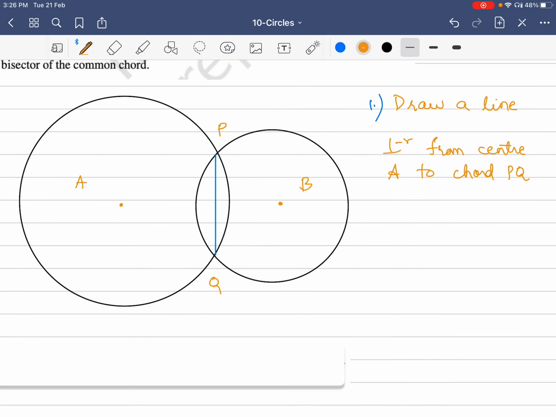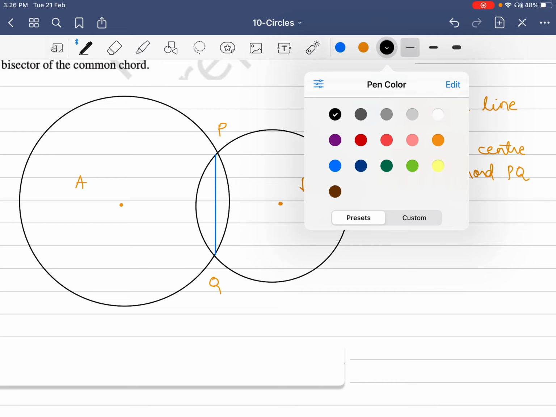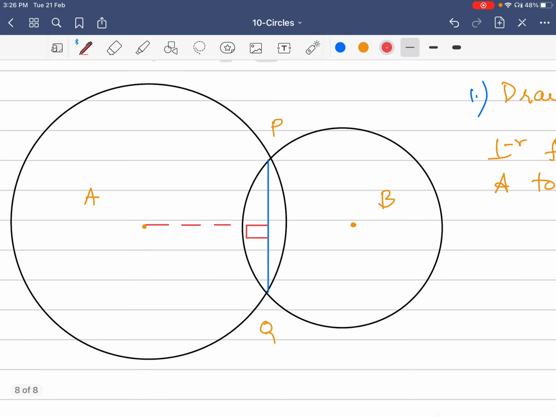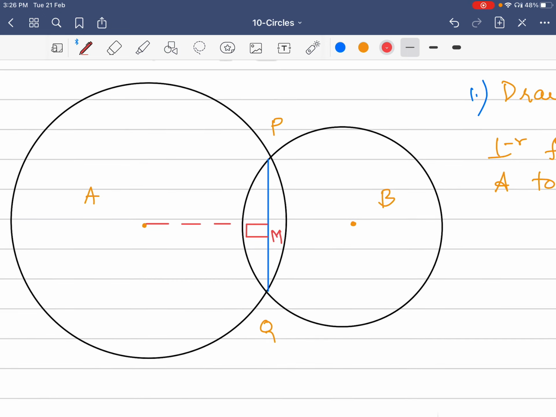Let's take a different color. So let's try to zoom in. From this center A, we are going to draw a perpendicular line to this chord PQ. Quite a simple and straightforward construction. So let's do it. So this will be our perpendicular from the center A to the chord PQ, and this is how we are going to mark that it is a perpendicular. Let's say it intersects PQ at point M. So I'm just going to write here M. So yes, this is my point M.